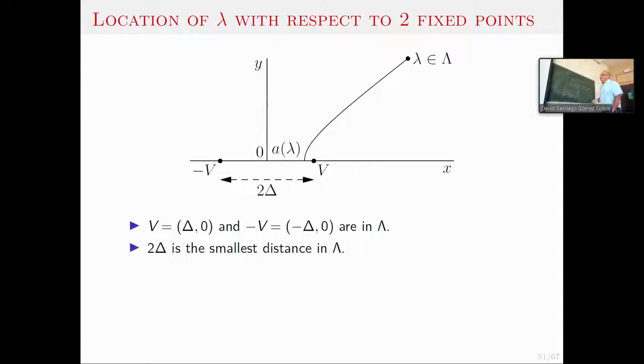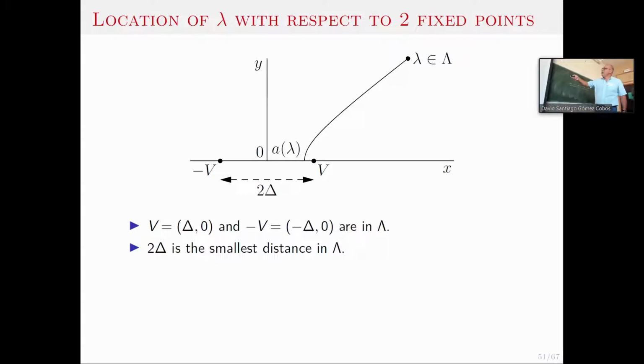So we fix 2 points, minus v and v, and we assume these are 2 points on the spectrum. This is very easy to do. Just pick any 2 points, almost at this smallest distance, and you put your axis there. Okay, so delta is my smallest distance. I can certainly find 2 points which are at most 2 delta apart. And so these are the 2 points. Now look at another point. So minus v, v, and lambda are 3 points on the spectrum.